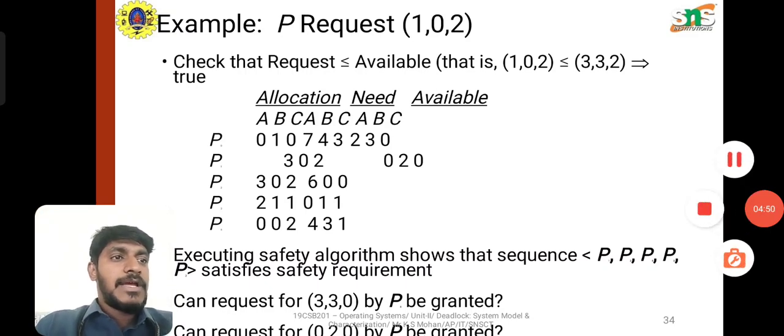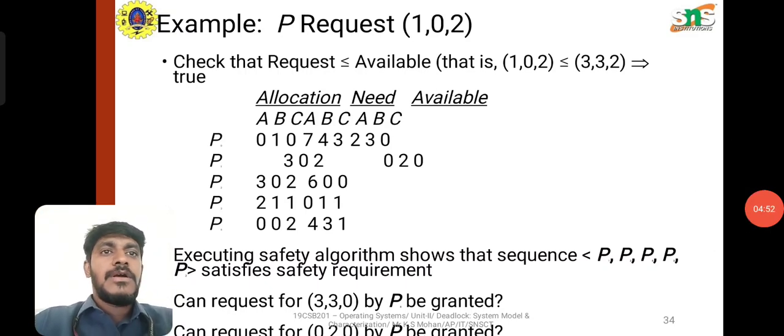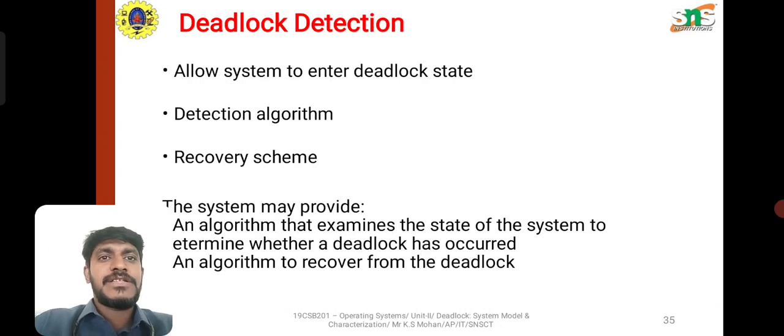Then P1 makes a request. Deadlock detection allows the system to enter a deadlock state. So we have a detection algorithm, a recovery scheme, and other things.